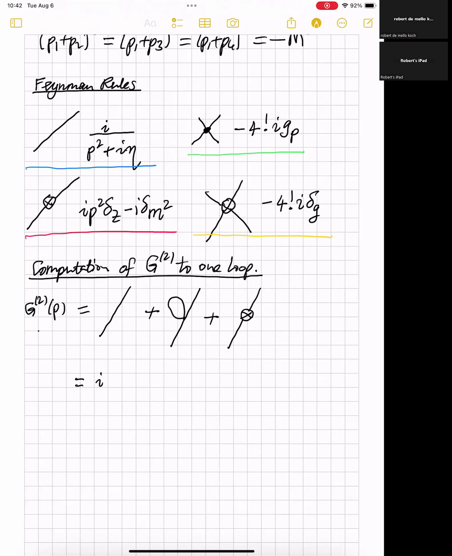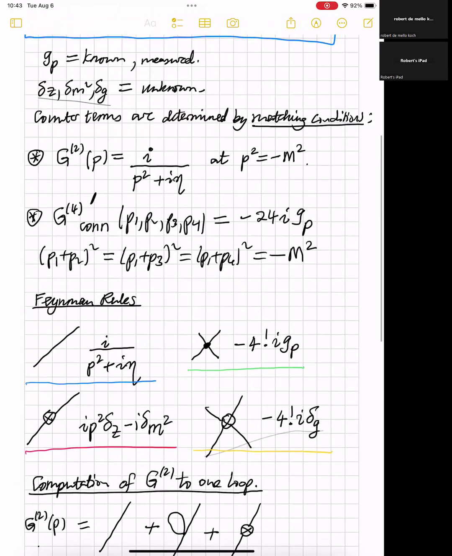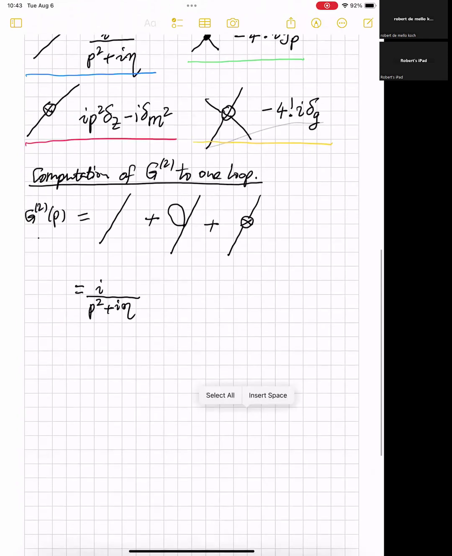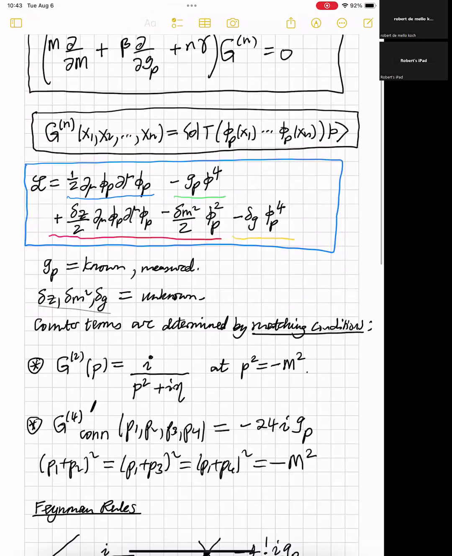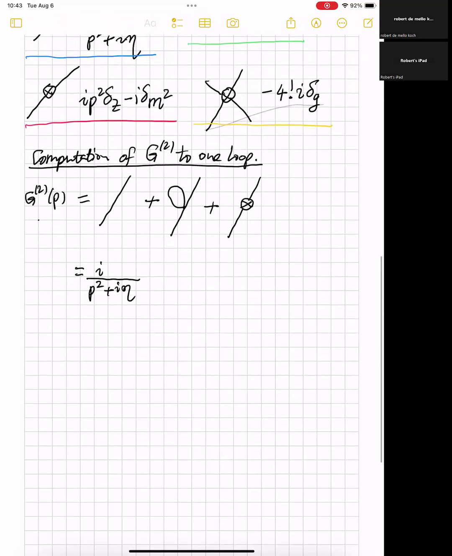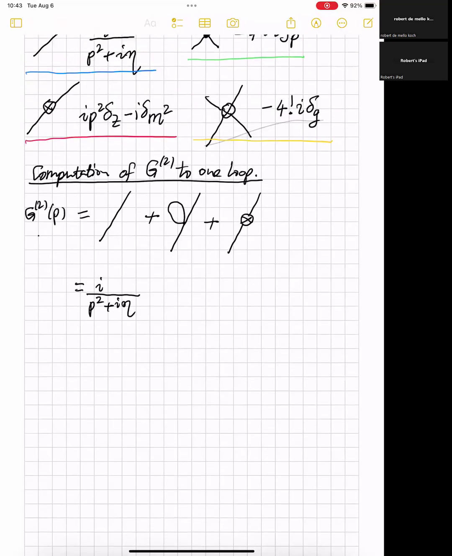So for the tree diagram, we just have i over p squared plus i eta. The eta is infinitesimal, it just shifts the poles so that things are well defined. And I'm using eta instead of the more usual epsilon, because we're going to use dimensional regularization. And in dimensional regularization, we use epsilon to denote d minus 4, the number of space-time dimensions minus 4. For the loop diagram, well, this is minus 12i times the physical coupling. Here, I have already written in the symmetry factors and all the rest, so I'm not laboring that. You know exactly how to do that.